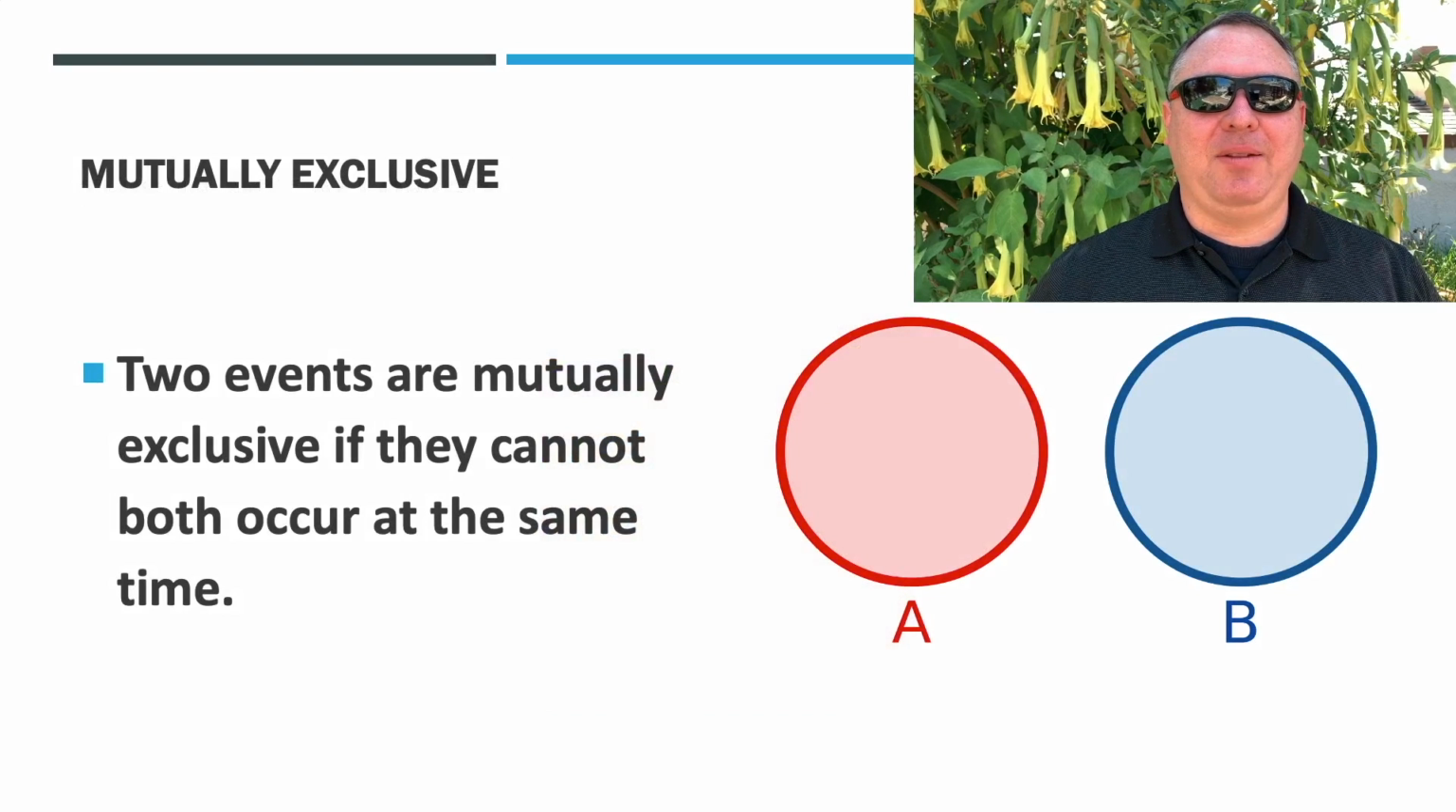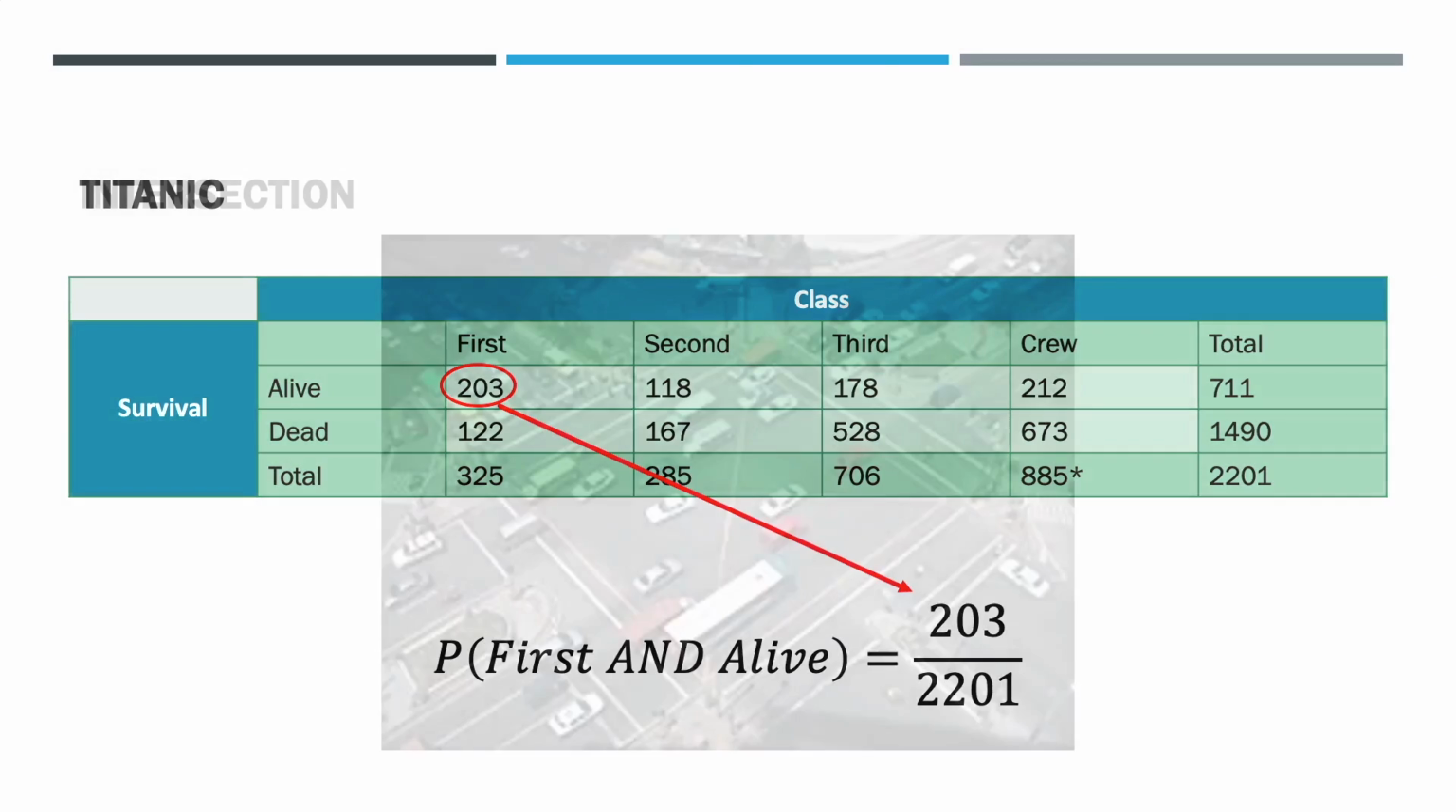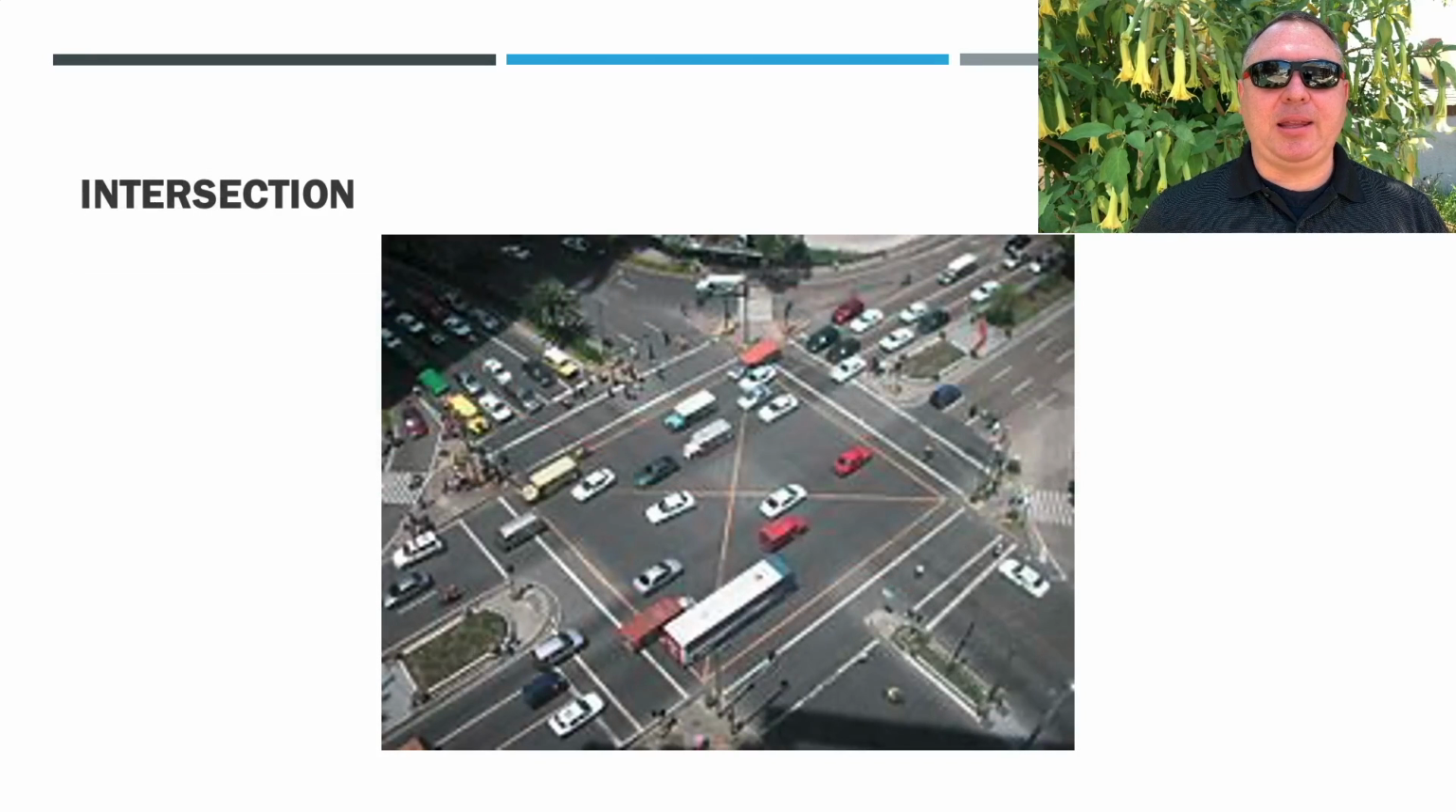When this happens, the events are called mutually exclusive. It's like the 2 circles. They don't overlap. If you're in circle A, you're not in circle B, and vice versa. Here's an example of using and where the result is not equal to 0. That's because first is a column and alive is a row. They intersect each other. If you stand right at the intersection of 2 streets, you're actually on both streets simultaneously.